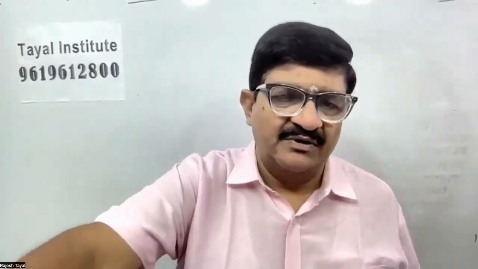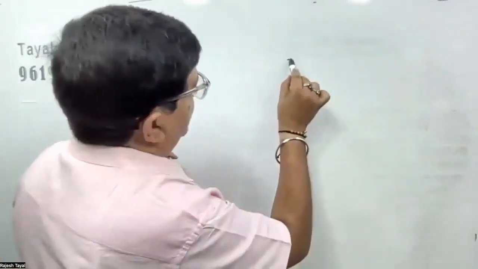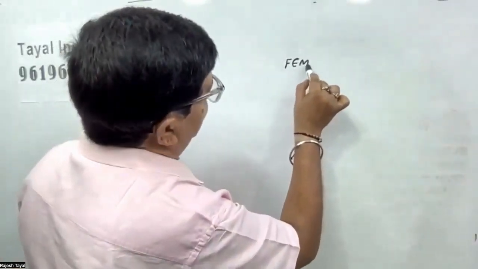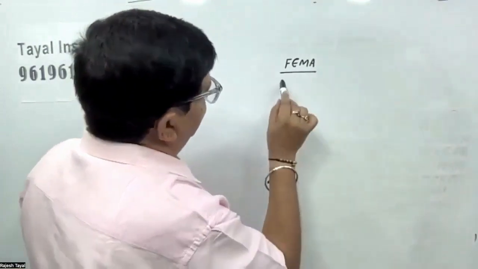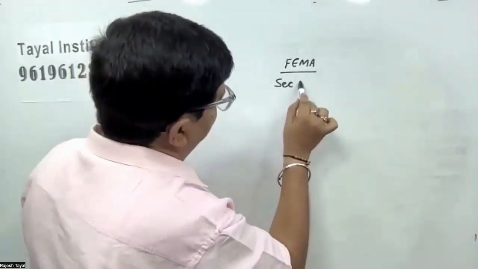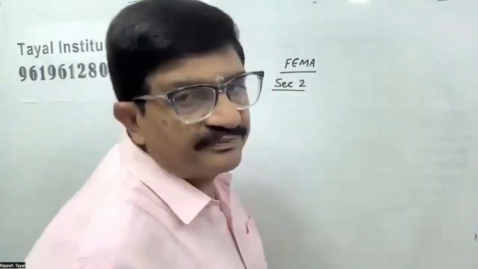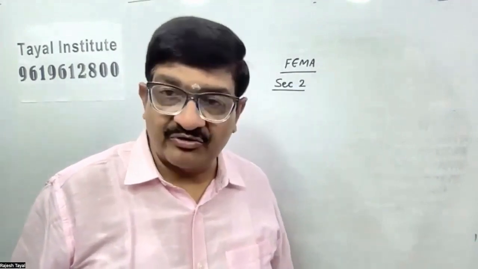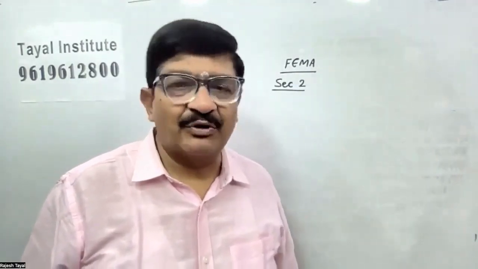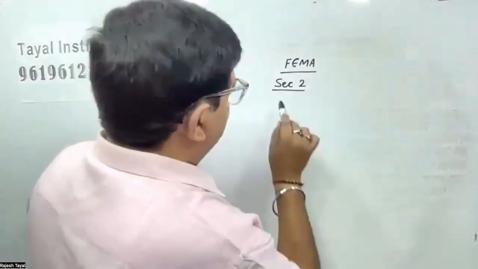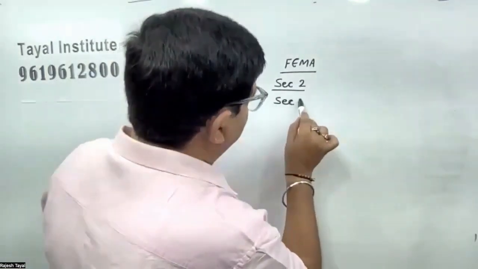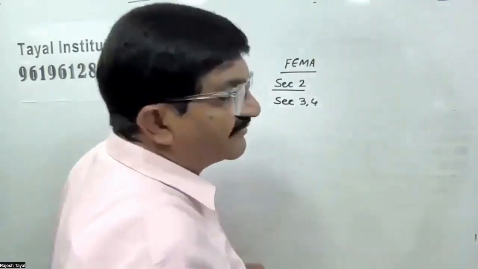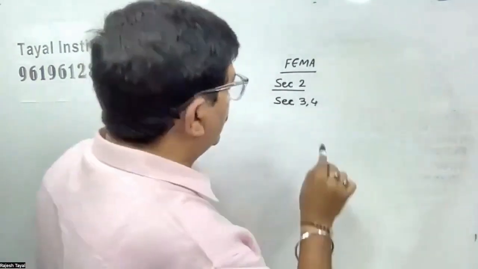So in connection with FEMA, what we have done till now, under the Foreign Exchange Management Act, we have spoken few definitions under section 2. Definitions of foreign currency, foreign exchange, person resident in India, those we have already spoken. Section 3, this is about the transactions. Section 4, this is regarding the currency, foreign securities, immovable property abroad.